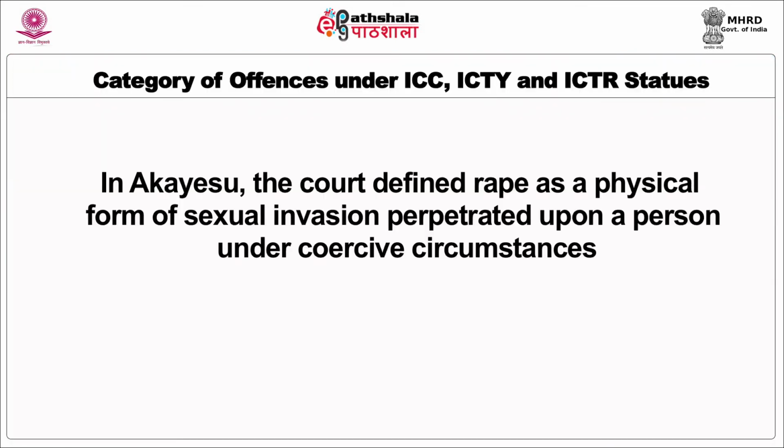which included extermination, torture, and other inhumane acts, and also rape, under Article 3 of the ICTR statute. In the case of Akayesu, the court defined rape as a physical invasion of a sexual nature perpetrated upon a person under coercive circumstances. Sexual violence was therefore broadly interpreted to include rape. Other kinds of sexual violence are sexual slavery, enforced prostitution, and forced pregnancy under the Rome Statute.